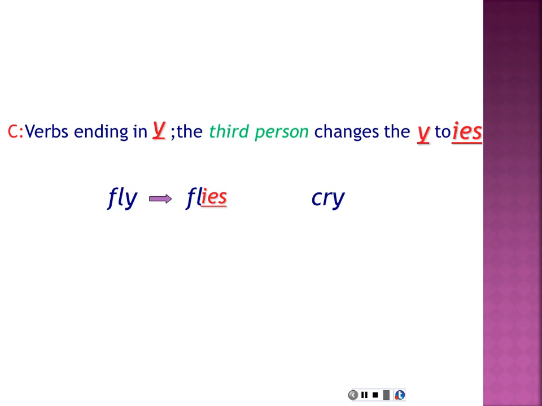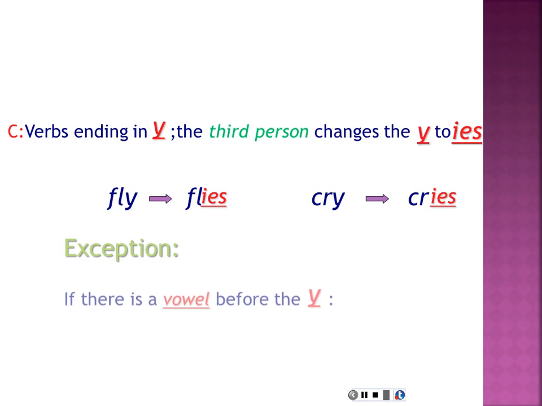The next example, cry. So cry means يبكي, while fly means يطير. Cry, it becomes cries. She cries very much, and he cries very little. Now we have an exception. The exception is when we don't change the Y.